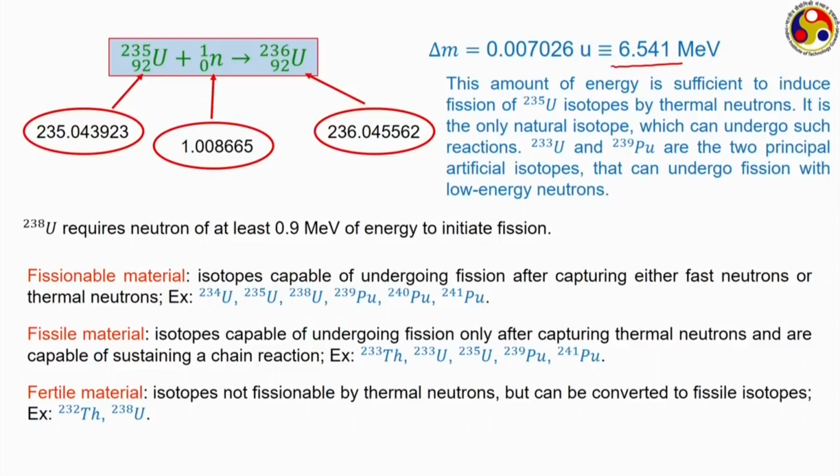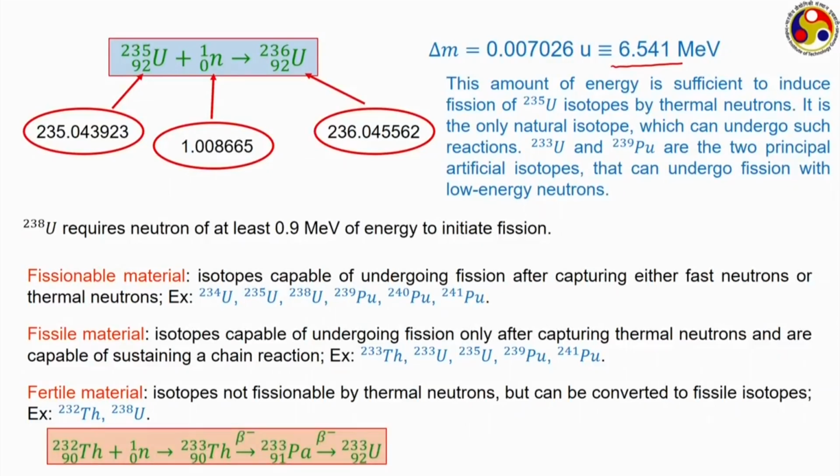Fissile refers to a material that, after capturing a thermal neutron, initiates fission and sustains that through a chain reaction. Fertile, on the contrary, is not able to initiate a fission reaction after capturing a thermal neutron, but it can get transmuted to a fissile material.